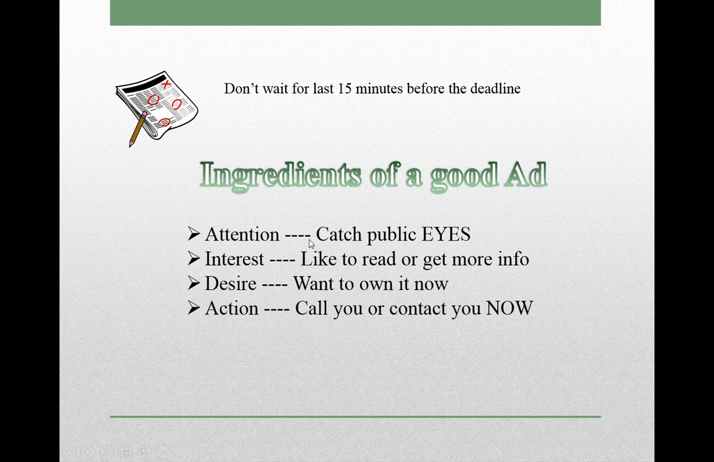First one, attention: it can catch the public's eyes. Second one is interest: people like to read and they want to get more information. The third one is desire: the people really want to own it, something pushes them to do it. The last one is called action. Action is when people see your ads, your advertising, what you want the people to do. They should take action.